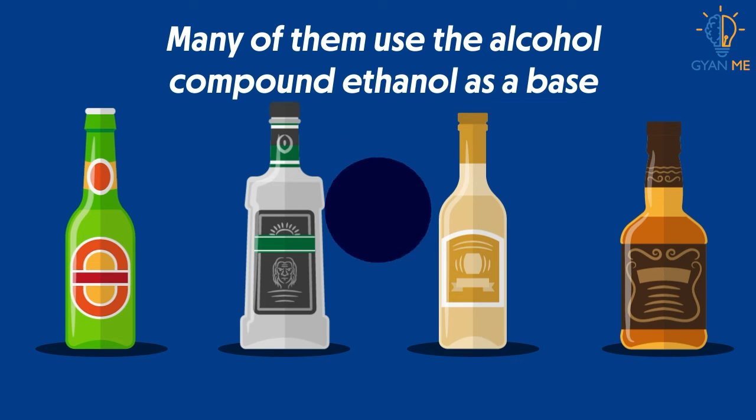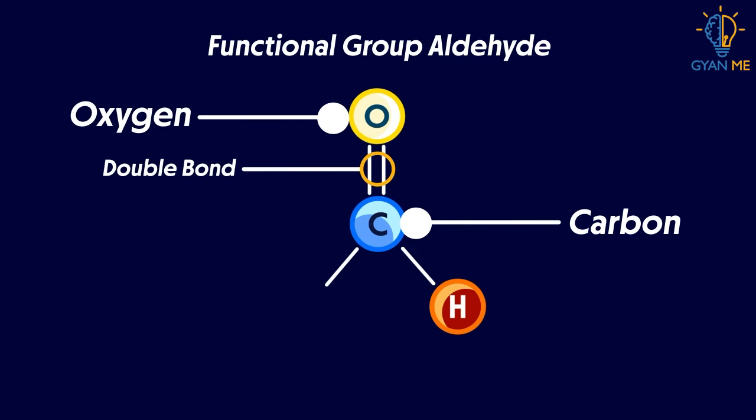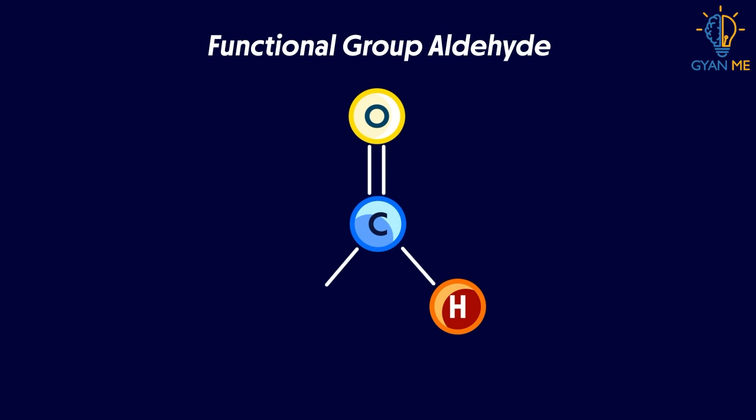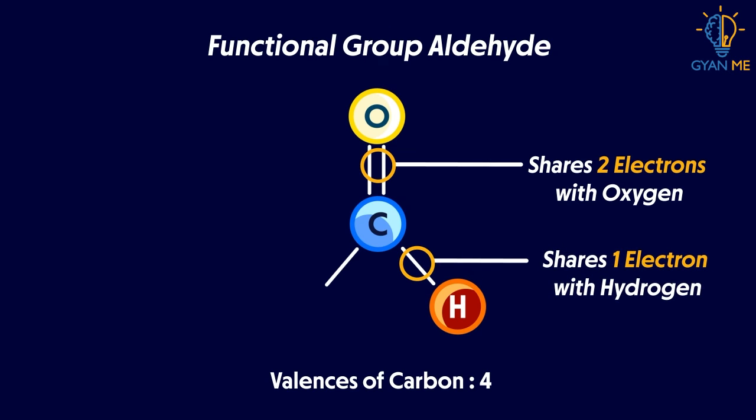Now let us go ahead with the third functional group, aldehyde. The aldehyde group consists of one carbon atom attached to an oxygen atom with a double bond and a hydrogen atom with a single bond. How does this group bond with the carbon chain? As we know, carbon can share 4 electrons as its valency is 4. Out of 4, it shares 2 electrons with oxygen as the valency of oxygen is 2, and 1 electron with hydrogen as its valency is 1.